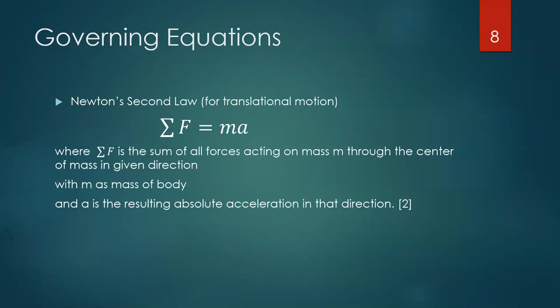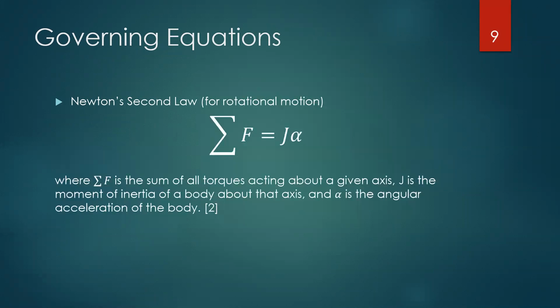For the governing equation, we'll be using Newton's second law for translational motion. It will be sum of force equal ma, with m as the mass of the body and a_x as the acceleration. For the rotational, the gear, it will be sum of torque equal J alpha, with J as the moment of inertia and alpha as the acceleration of the body.